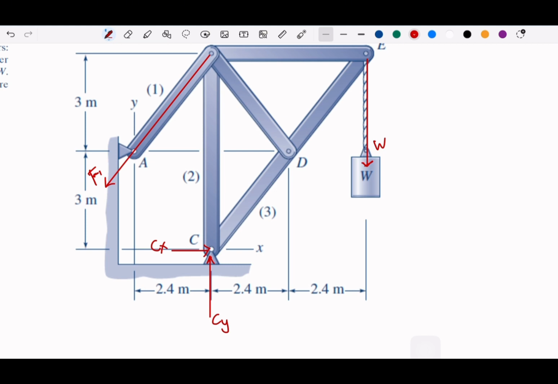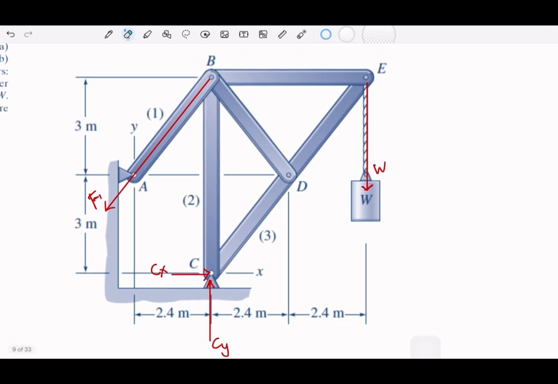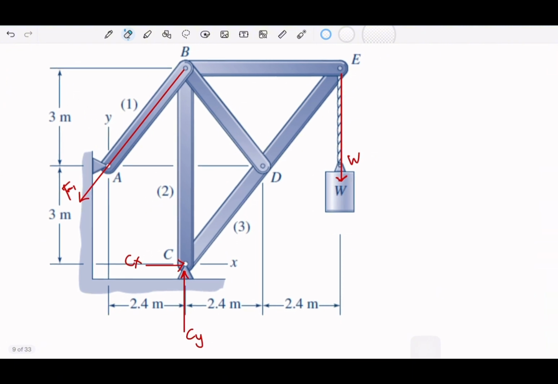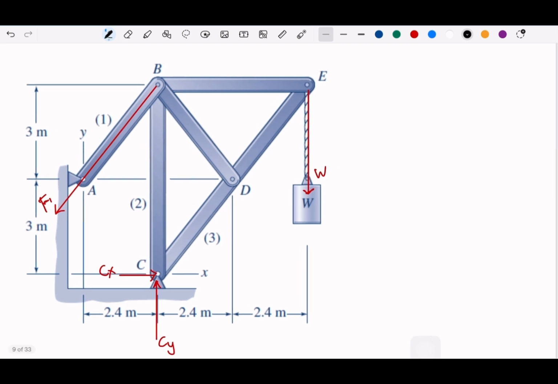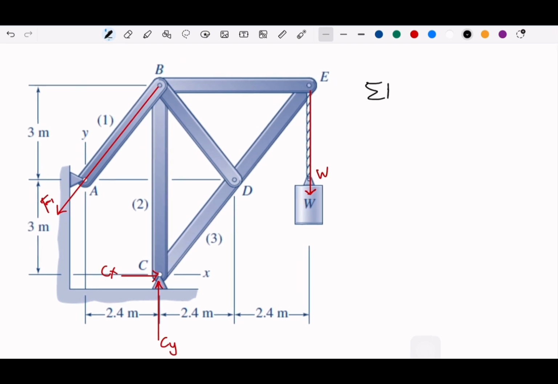So there is AX here and also AY, but I will take this F1 as our tension force, okay, and I will take the sigma moment at C to get the F1. Okay, so I will take the sigma moment with respect to C.